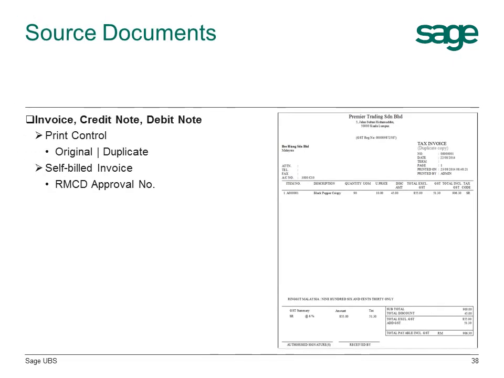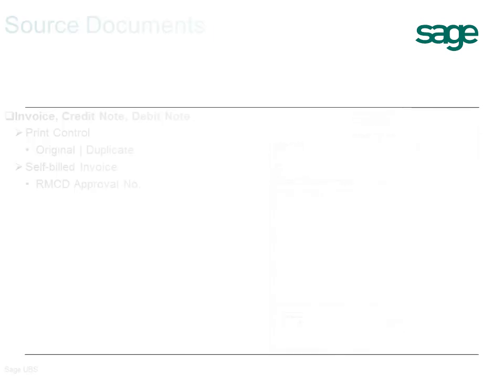There is also print control implemented for printing of source documents. When you print the source document again, the word duplicate copy will be printed. For self-billed invoice, make sure the approval number is printed on it.